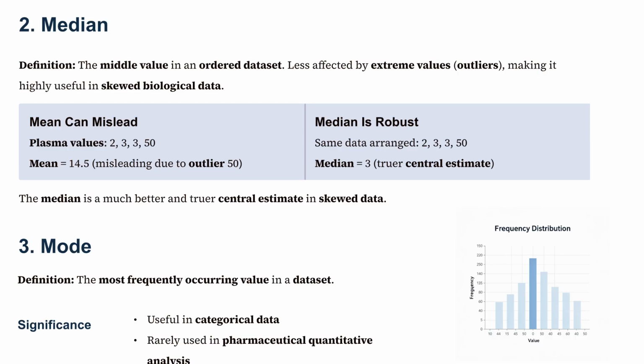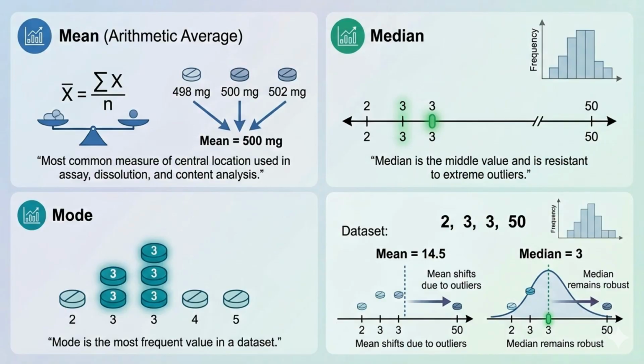The median is the middle value in an ordered dataset and is robust against extreme outliers, making it a truer central estimate for skewed biological data. Mode is the most frequent value, useful in categorical data, but rarely used in quantitative analysis. This chart summarizes central tendency measures. The mean is the most common average, while the median is robust against outliers. The mode is the most frequent value, typically used in categorical data.